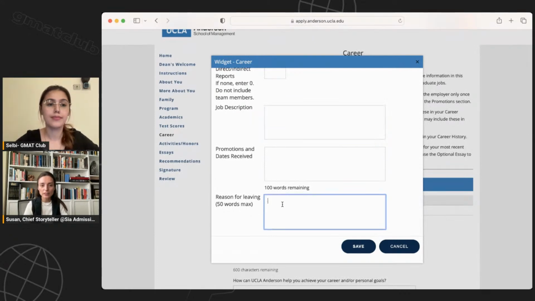And reason for leaving. So if this is your current job as you are applying, you do not need to include that you're going to get into an MBA program. That's not really necessary. This is only if this is not your current job and you have recently left the job and you're not working currently. So you want to incorporate that in there. But you don't need to say, I'm planning to go to business school. Yeah.